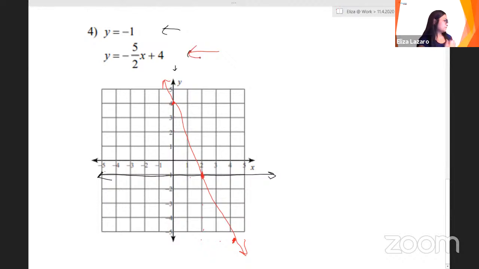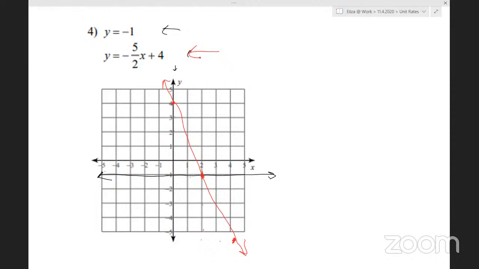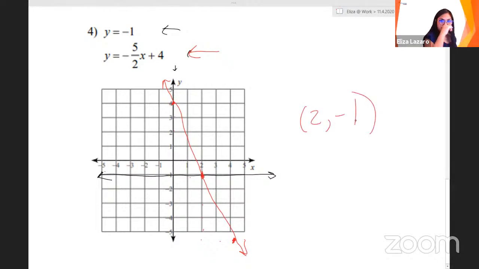Right? So what's the solution here? 2, -1. Perfect.